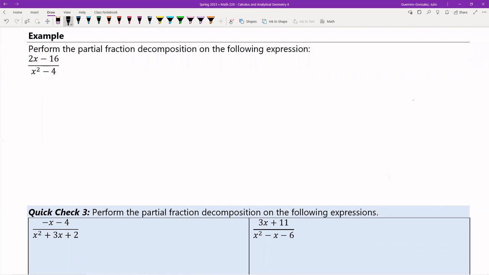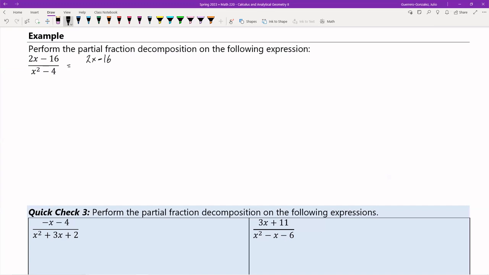So what I'm going to do here is perform the partial fraction decomposition for the following expression. I'm going to try to break this apart into two fractions. So the way that I'm going to do that, first of all, is this.